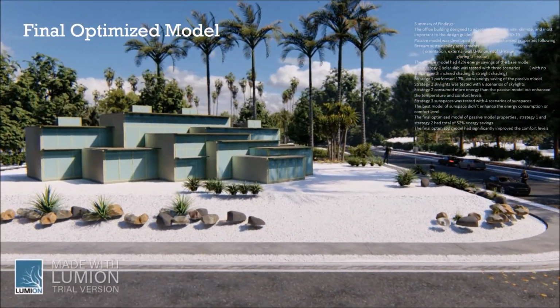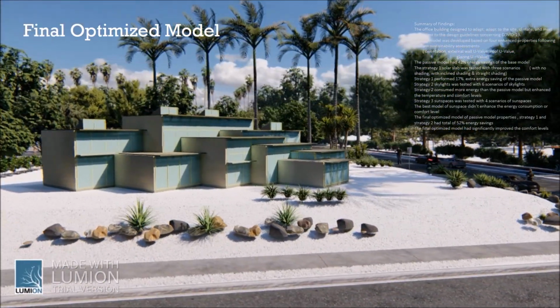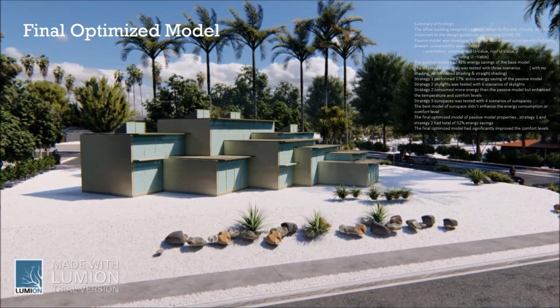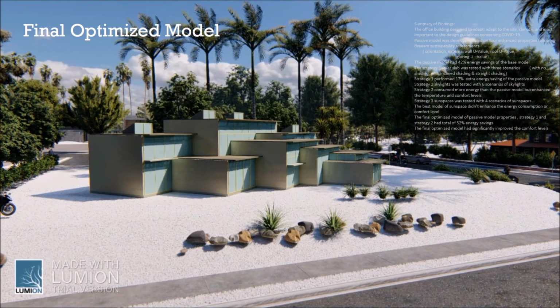Strategy 3 Sunspaces was tested with 4 scenarios. The best model of Sunspace didn't enhance the energy consumption or comfort level. The final optimized model of passive model properties, strategy 1 and 2, had a total of 52% energy savings. The final optimized model has significantly improved the comfort levels as well.